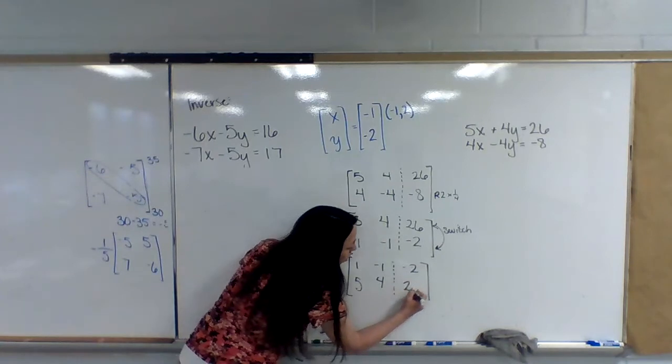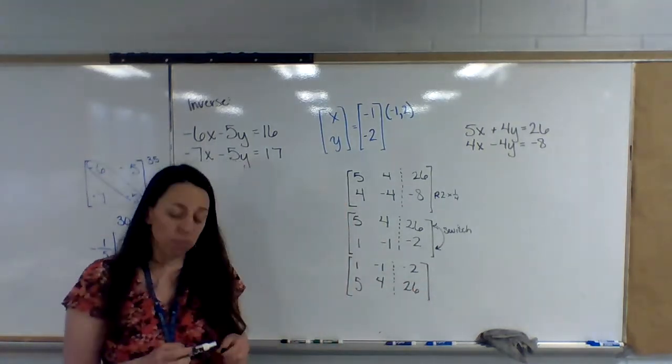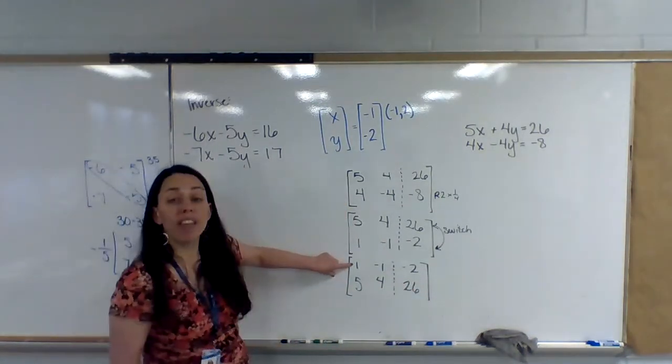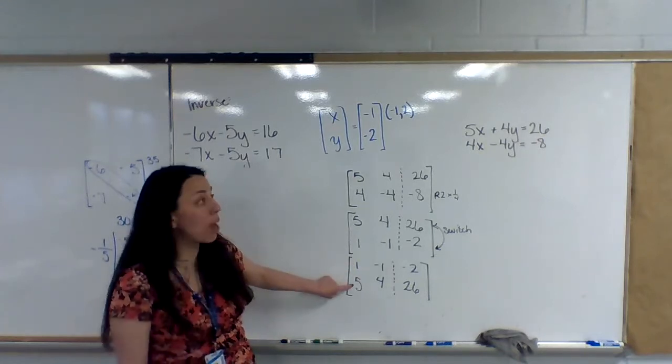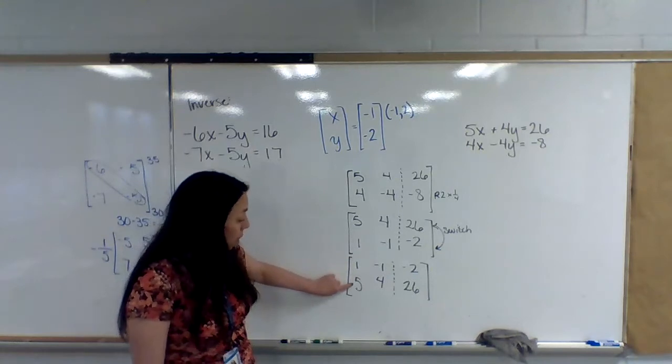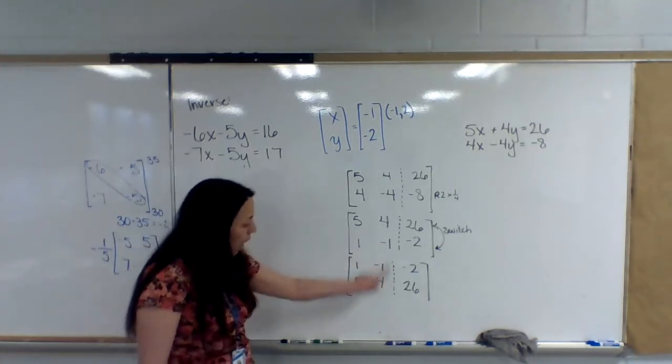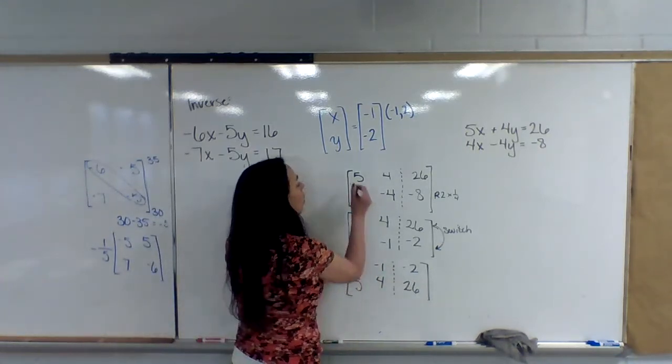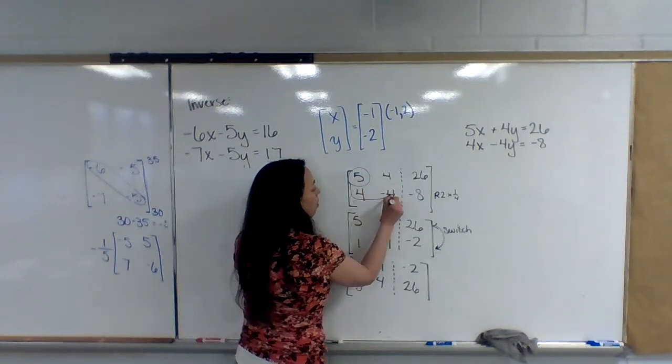5, 4, 26 in the bottom. Now guys, after we get this one, I'm going to want to work my way down, and I'm going to make this a 0. Because I want 1, 0, and 1, 0. That's the way I want to go. All right, so my goal is to get a 1, 0, 0, 1.